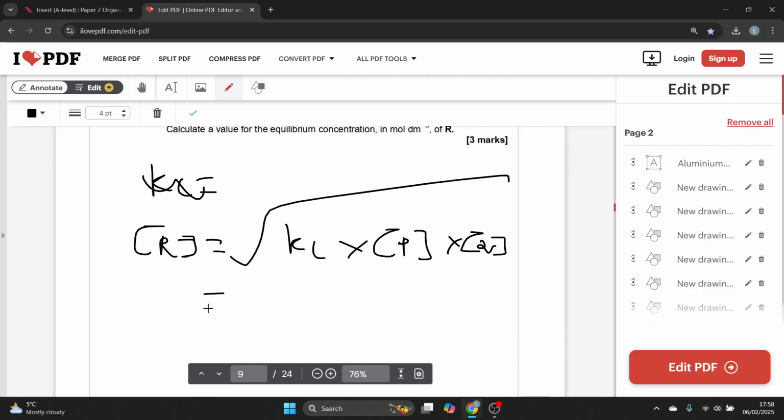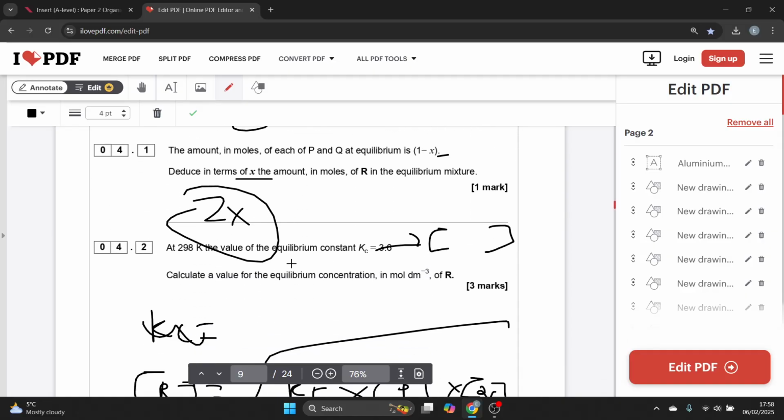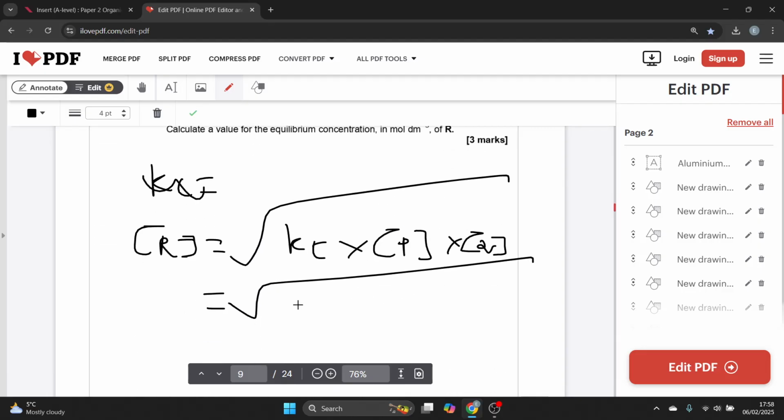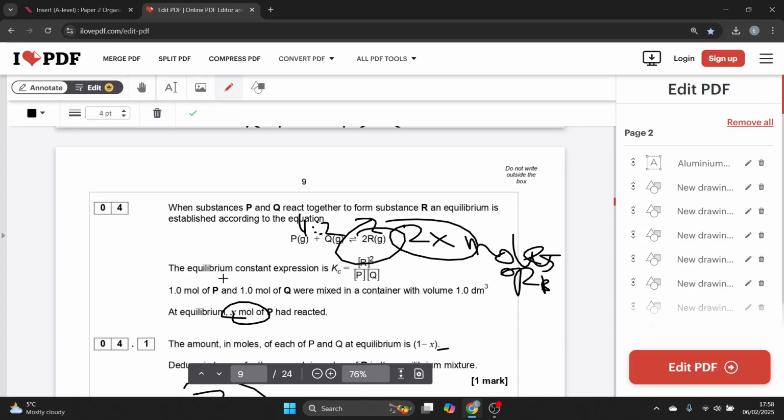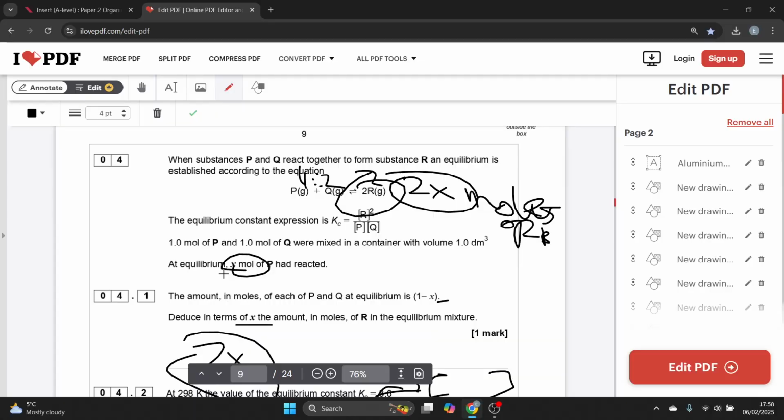Yeah, I know Kc is 3.6, times by the concentration of P. Well, I don't actually know the concentration of P. I'm given that X moles of P had reacted.